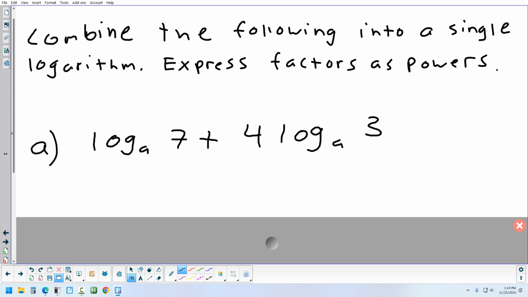Log base A of 3, times 7, times 3 to the 4th. Start with the last thing you would have done, which was putting this number in front. So where would this number go back? It would go back as an exponent on the 3. Okay, let's just write that.